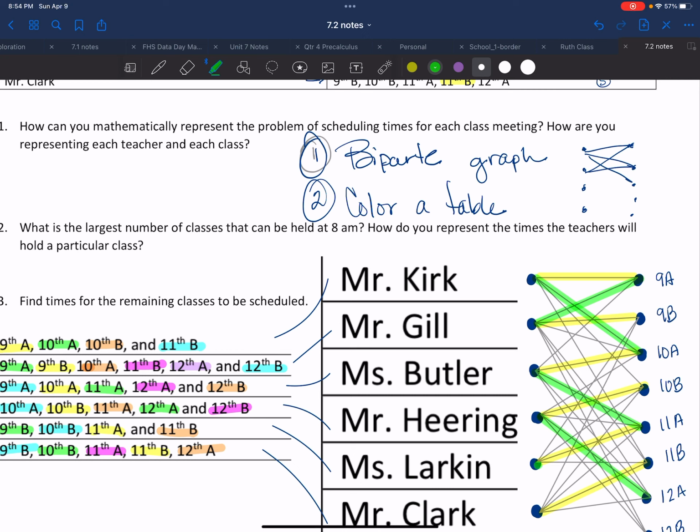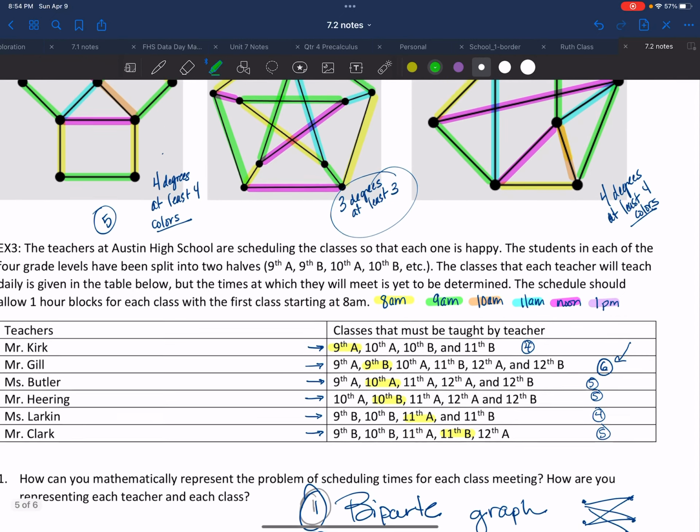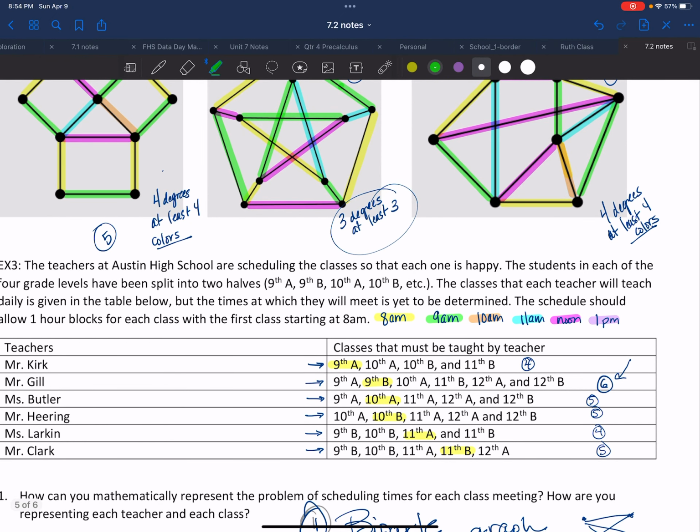And Mr. Larkin could do 10B. And then Mr. Clark could do, what could Mr. Clark do? Mr. Clark could do 9B. All right, so in other words, in here we could do the same thing.